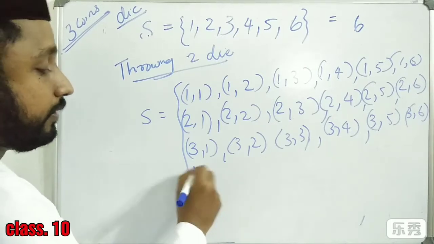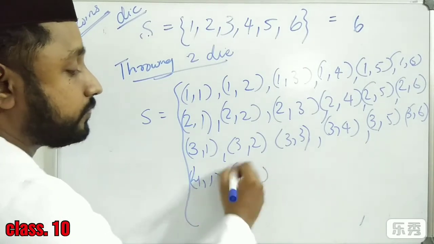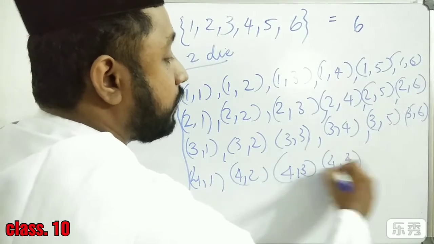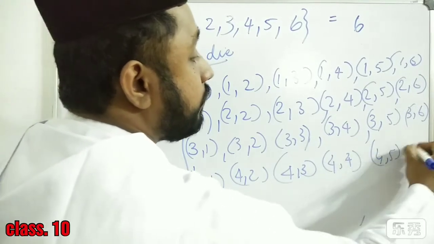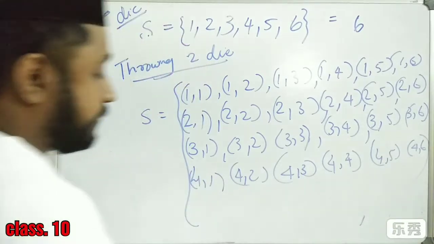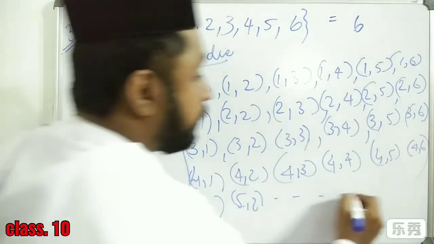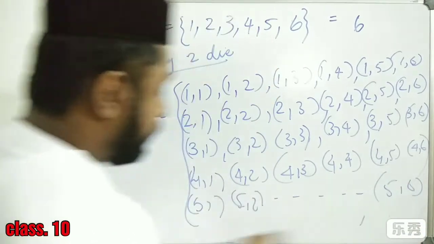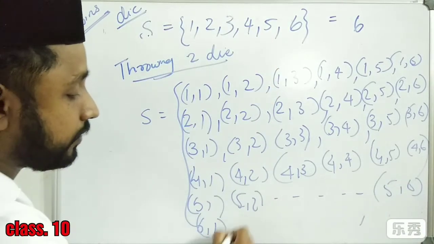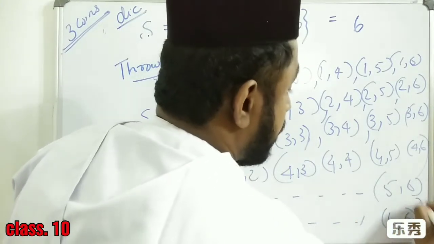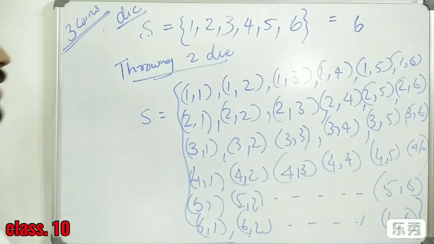Then 4,1; 4,2; 4,3; 4,4; 4,5; 4,6. Then 5,1; 5,2, etc. 5,6, also 6,1; 6,2, etc. 6,6. These are the possible outcomes of throwing 2 dice.